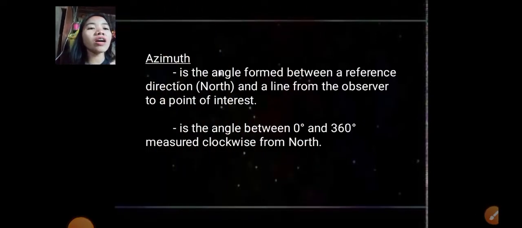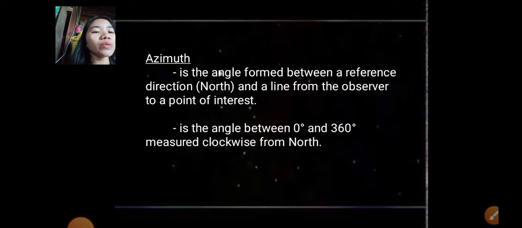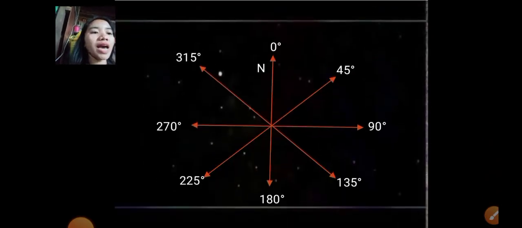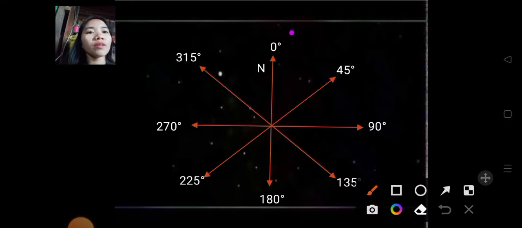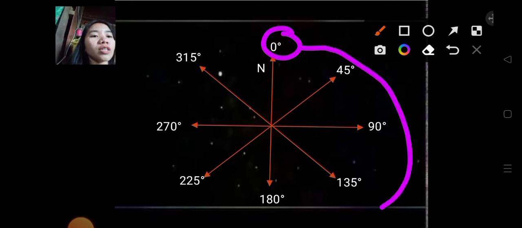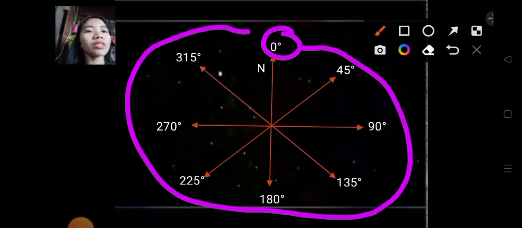Azimuth is the angle formed between a reference direction, north, and a line from the observer to a point of interest. It is the angle between 0 degrees and 360 degrees measured clockwise from north. So this is the figure of the azimuth, from 0 degrees in a clockwise direction, up to 360 degrees.